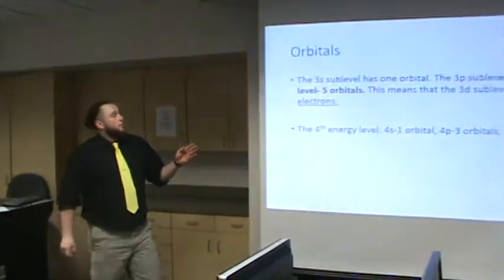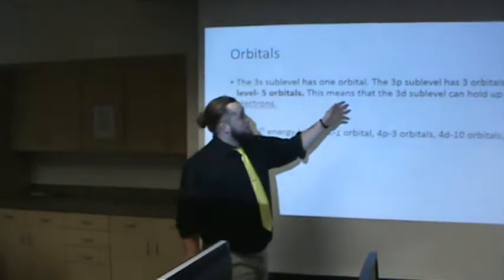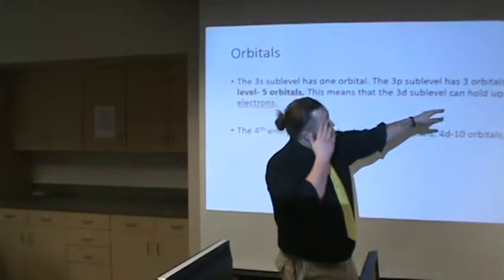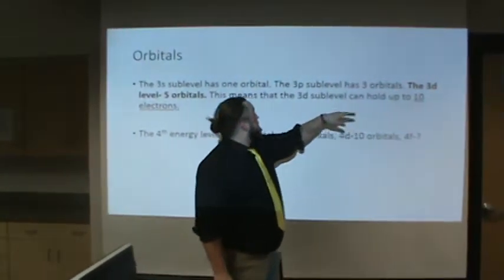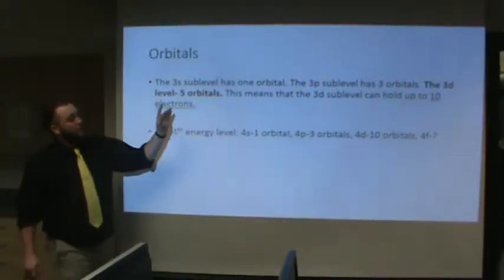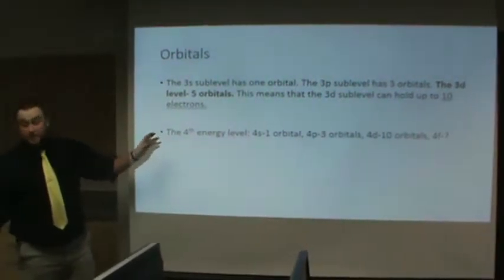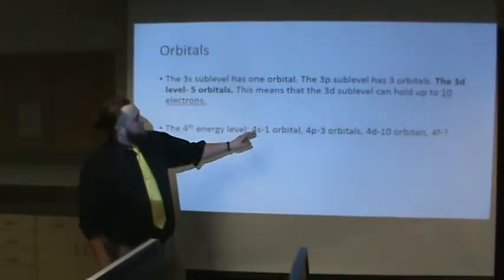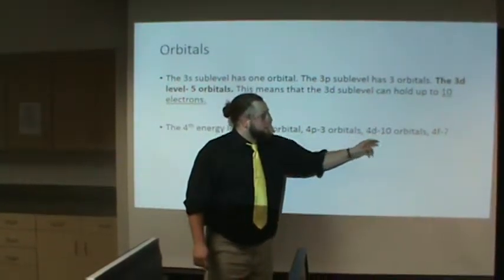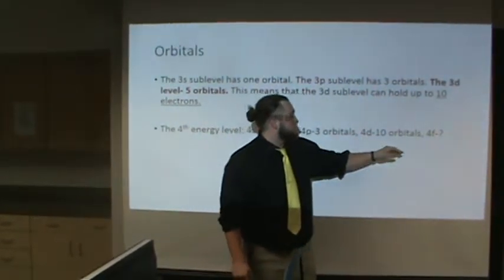But, so we know that the first sublevel s holds 2 electrons. We know that the second sublevel p can hold 6 electrons. And now onto the next sublevel d, this sublevel has 5 orbitals, and that means that it can hold up to 10 electrons. The 4th energy level has 4 sublevels. And so if the first sublevel goes 1, the second goes 3, this one goes 5, excuse me, 10 electrons.